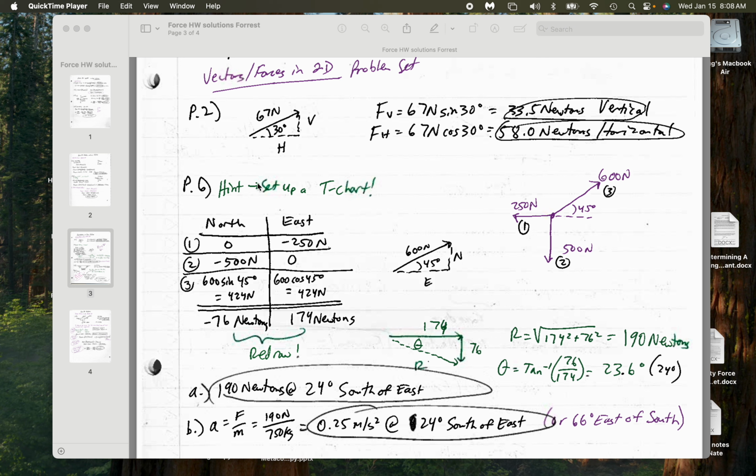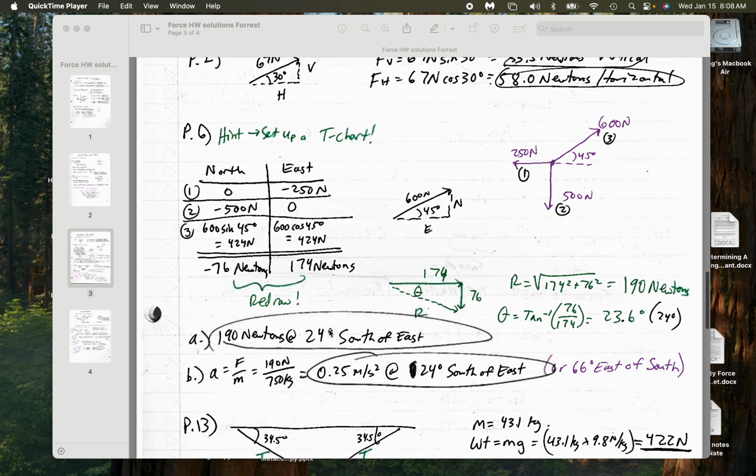Problem 6, I need to set up a t-chart to figure out the net force. So I end up with 76 newtons down, 174 newtons to the right. I redrew that. I use Pythagorean theorem and inverse tangent to get the amount, the resultant in the angle. So that's 90 newtons at 24 degrees south of east.